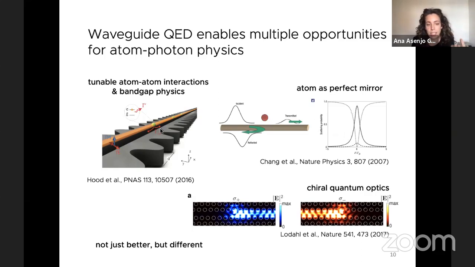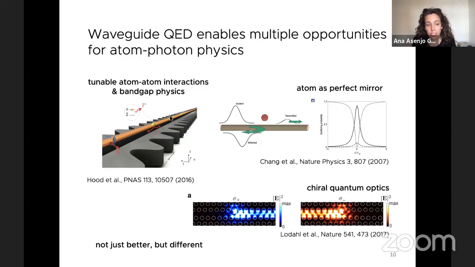Another example is that, as I've mentioned, in photonic crystals there is a band gap. And this means that one can tune the interaction range between atoms trapped along a photonic crystal and make it either dissipative or coherent. This means switching off dissipation in the coupling between the atoms through the guided mode of the photonic crystal.